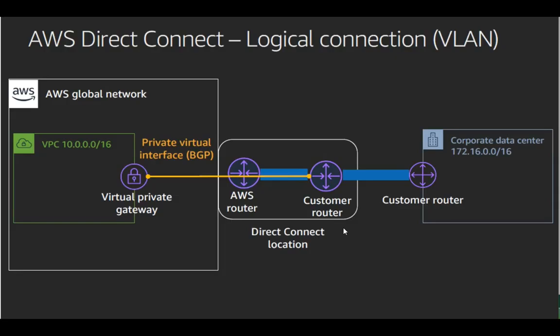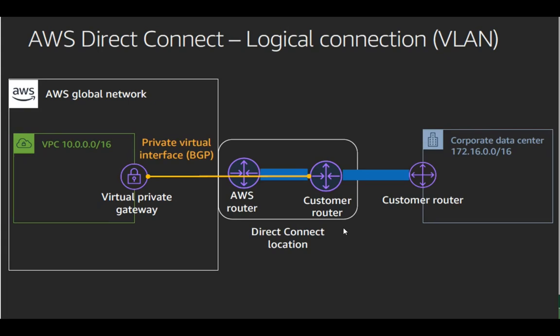We'll see the private virtual interface in the upcoming slide. There are 3 types of interfaces: private VIF, public VIF, and transit VIF. Private VIF you will use to access internal AWS resources, whatever resources you deploy in the VPC. Public virtual interfaces will be used to access external AWS services like S3 or DynamoDB, which are outside your VPC, right?